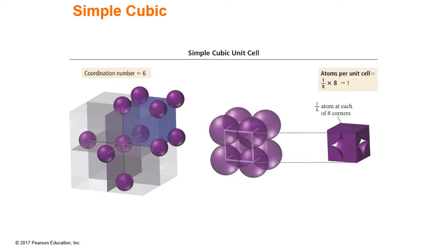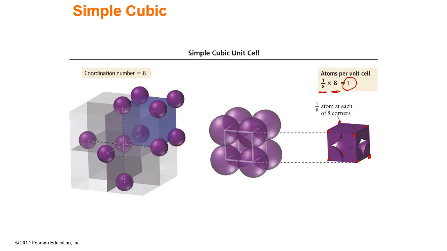So if we look at a simple cubic, it has 8 atoms, each at a corner of the cube. So that means that because it's on the corner, an eighth of each atom is on the inside of the cube, and there's 8 total. So if we multiply 1/8 of each atom by 8 atoms that are in the cube, we end up with 1 complete atom in our simple cubic unit.